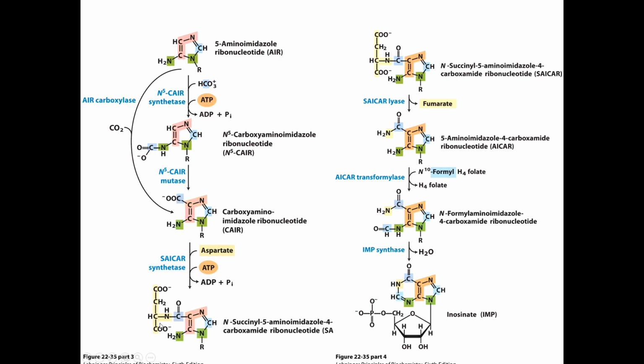Aspartate donates almost an entire molecule, but then we'll have some leaves, so we end up with aspartate just giving us the nitrogen. Then another folate derivative comes in and gives us a carbon. And finally, we close the ring, forming this common intermediate called inosine monophosphate, this IMP.